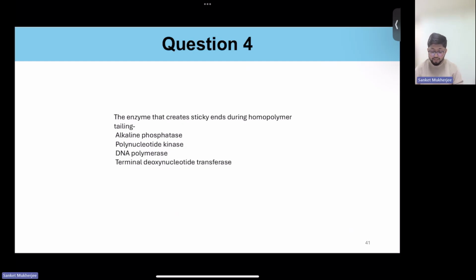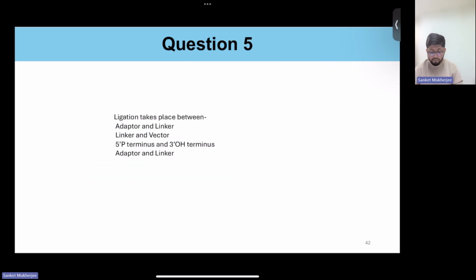The enzyme that creates sticky ends during homopolymer tailing is alkaline phosphatase, polynucleotide kinase, DNA polymerase, or terminal deoxynucleotidyl transferase. Okay, the answer to this is terminal deoxynucleotidyl transferase.